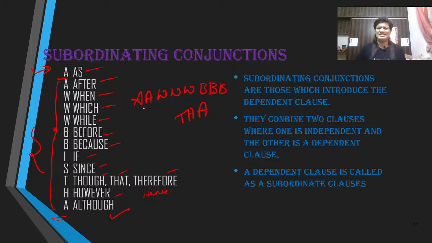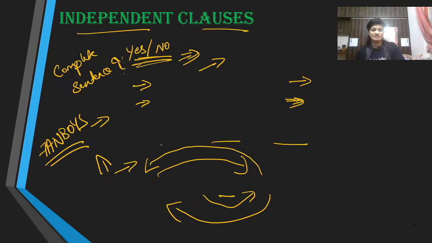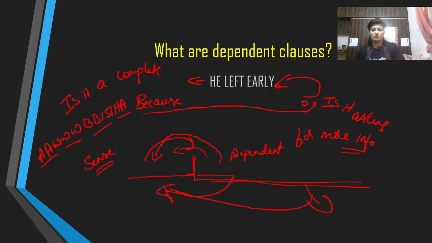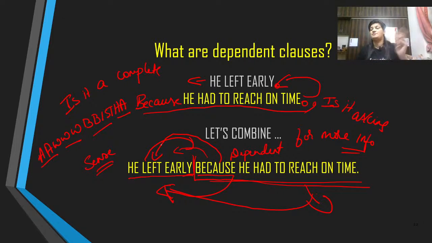AAWWBBISTHA. I know it's a little funny, where A stands for as, after, which. With W, we have many conjunctions; I only brought in three. So you have because and before, if, since, that, however, although. So this is the acronym. Remember this acronym. This is going to help you with figuring out your independent and dependent clauses.